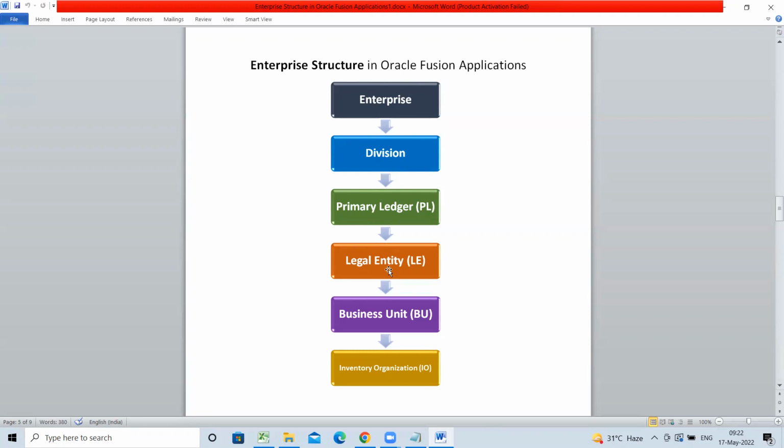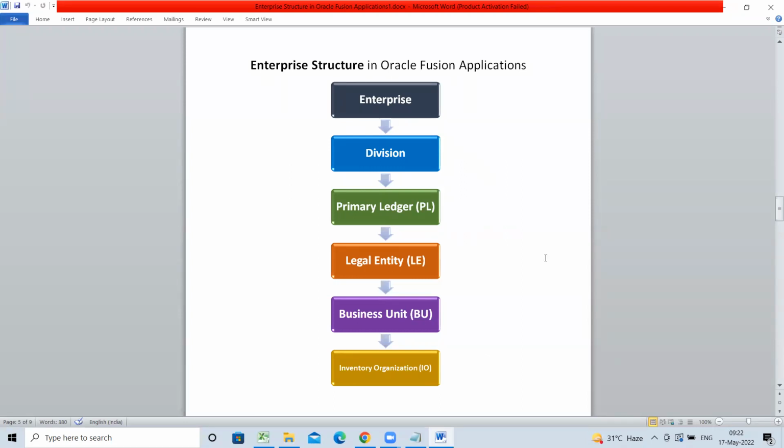See, already we assigned our legal entity to the primary ledger, right? When you create the business unit, our primary ledger and legal entity will be assigned to the business unit. When you create an inventory organization, our business unit and legal entities will be assigned to the inventory organization. That's it. Simple. When you create it, you can see that. As of now, just remember, this is the enterprise structure. This is the hierarchy. It is fixed.